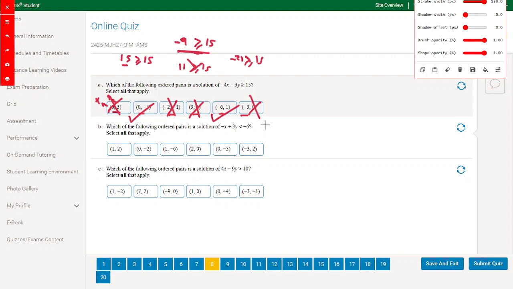Now for the second one, it will be the same. The answers here will be 0 and minus 3 as the right answer, and 1 and minus 6. The others will be wrong. And for the third one, 0 and minus 4 is the right answer, and 1 and minus 2 is the right answer, and the others will be wrong. Okay?